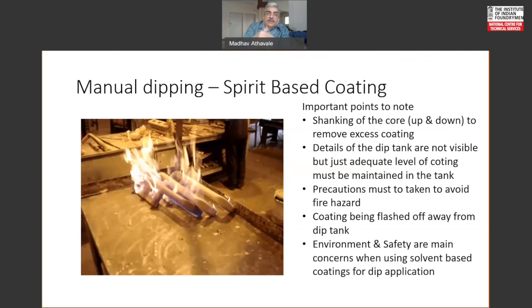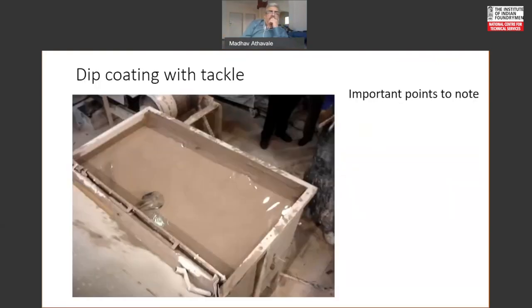I will not spend time on that. I had a personal experience of developing such a coating for engine block castings long ago, when we were working very closely with Tata Motors for coating the cold box cores for side cores of the engine block. Now, what we saw was a very manual operation.